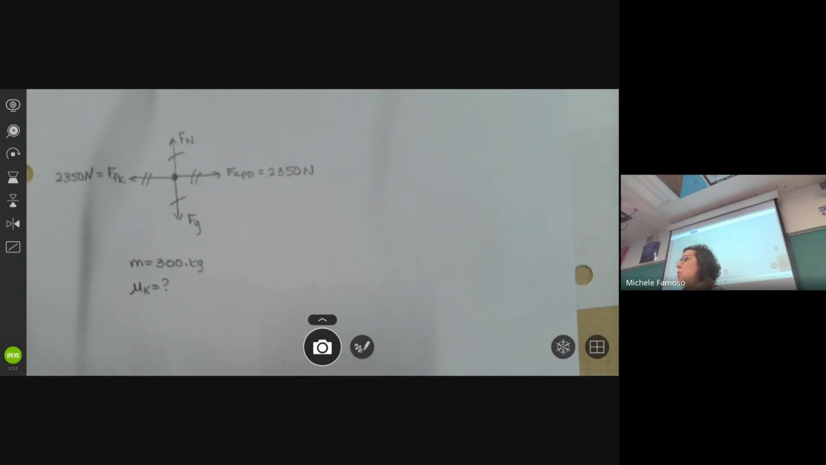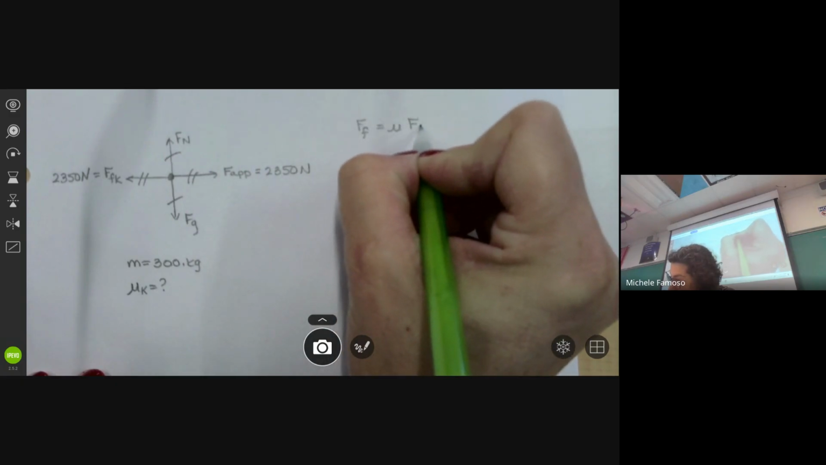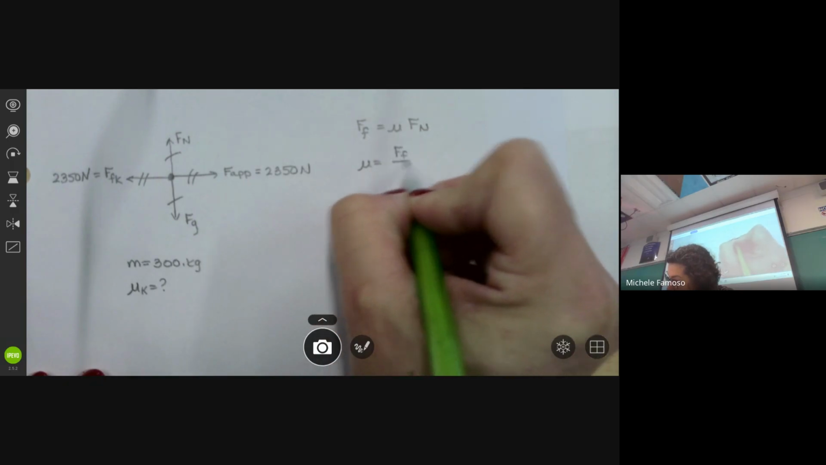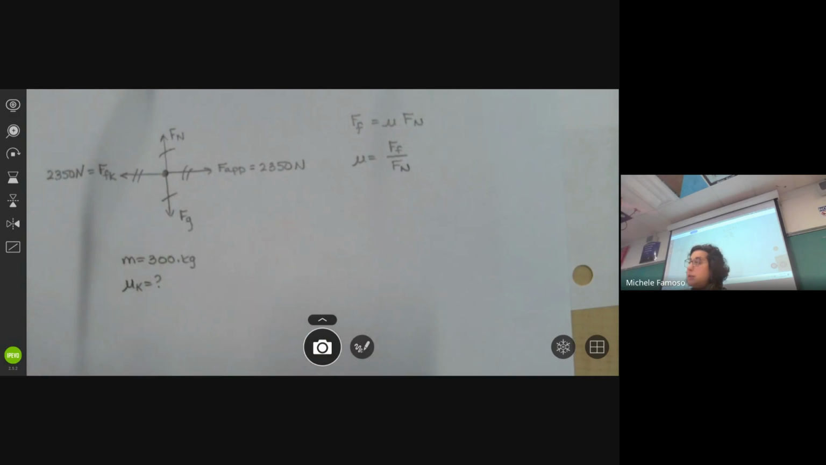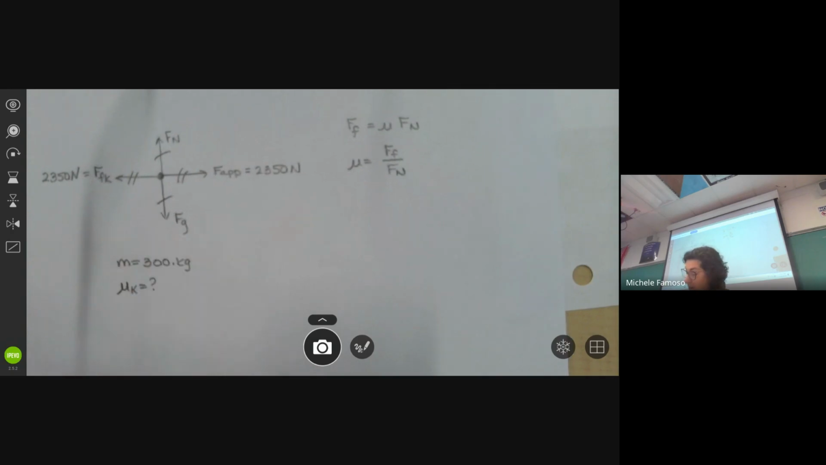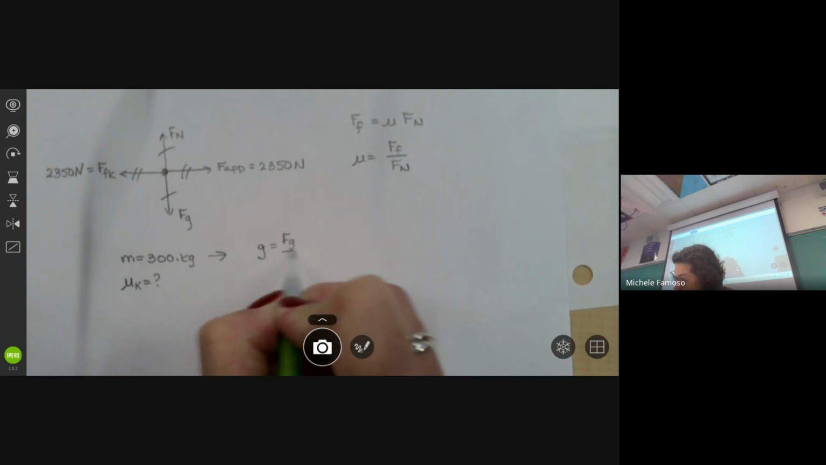In this problem, we don't know what the materials in contact are, so you can't go to page 1 of your reference table and just look that up. You're going to have to calculate it by using the equation Ff is mu Fn, so mu is Ff over Fn. But at that moment, you should be realizing, wait a second, I can't plug into that yet because I don't know what Fn is. But I do know that Fn is balancing Fg. I don't have Fg yet, but I can get it because I have another equation on my reference table that enables me to find the weight of something if I know the mass. And that equation is g equals Fg over m.